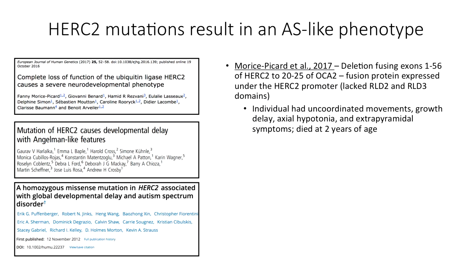Recently, some patients were identified that had a deletion that fused the first 56 exons of HERC2 with the neighboring gene OCA2, expressed under the HERC2 promoter. It lacked a couple of important domains from HERC2, the RLD2 and RLD3 domains. These individuals had uncoordinated movements, growth delay, and a lot of symptoms similar to Angelman syndrome.